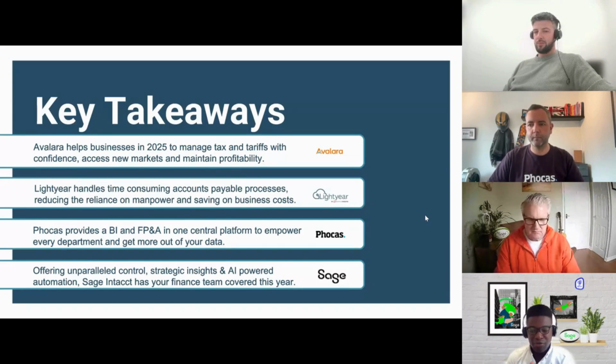Being able to respond to that is an element that Sage, through our applications and indeed our trusted ecosystem partners, can support along the way, with solutions that really add value to the wider finance piece.